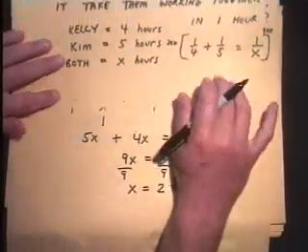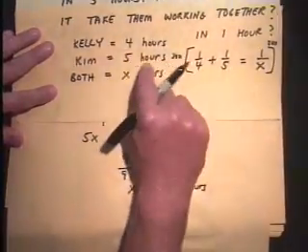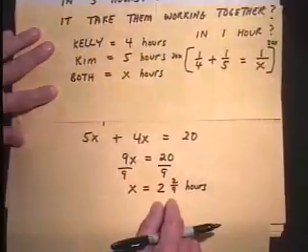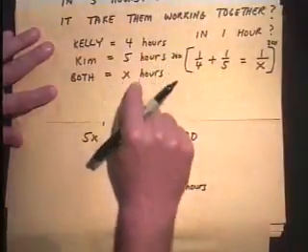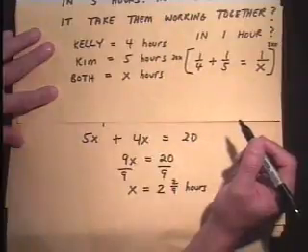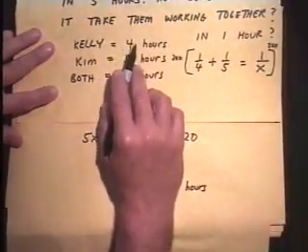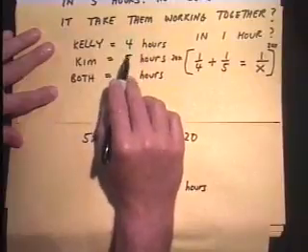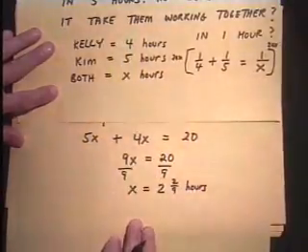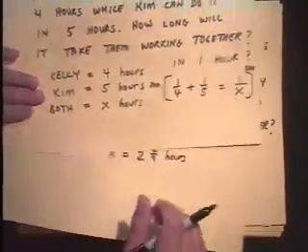hours. So isn't that something? It took Kelly 4 by herself, took Kim 5 by herself, but working together, they can do it in almost half the time of what it takes Kelly, a little over half the time, 2 and 2/9 hours. You would be amazed, bosses out there, if you know one crew takes 8 hours and one crew takes 10 hours, some of the things that'll come out with this. So these are really good rational equation examples.